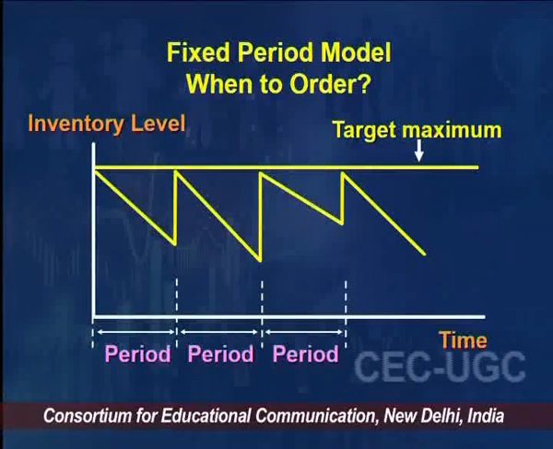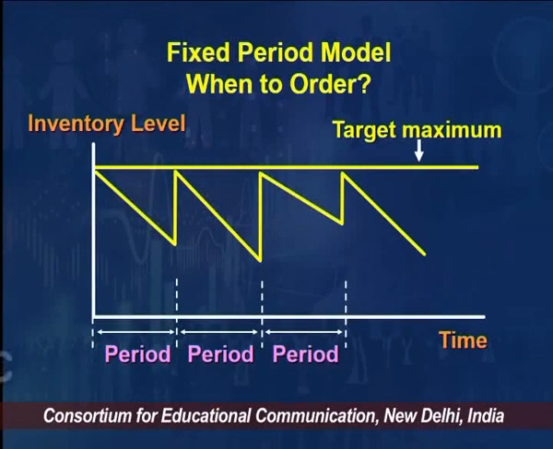So let us see from this slide this model of fixed period model, that is when to order. So here you have fixed the period. On the bottom line, the x-axis is showing you the time, and the y-axis is showing you the inventory level. Here you are seeing in the blue color the period. So your period of reviewing the inventories is fixed. And on the top there is a horizontal line in yellow color which is showing the target maximum.